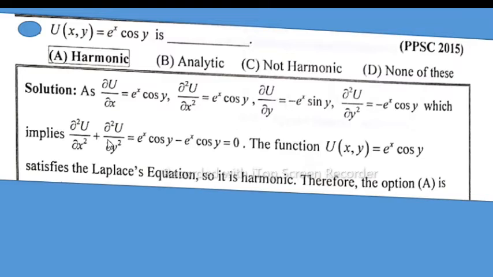which implies the Laplace equation, that is ∂²u/∂x² + ∂²u/∂y² = e^x cos y − e^x cos y = 0. The function u(x, y) = e^x cos y satisfies the Laplace equation, so it is harmonic. Option A is correct.